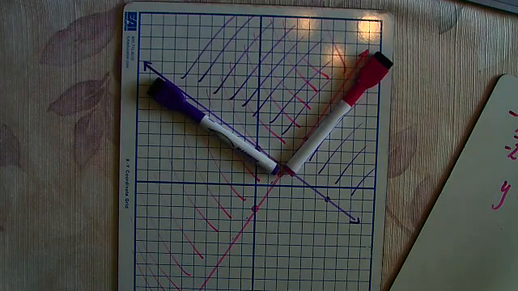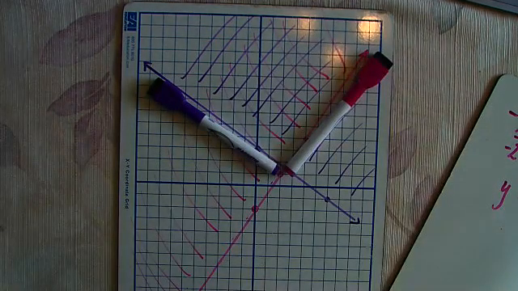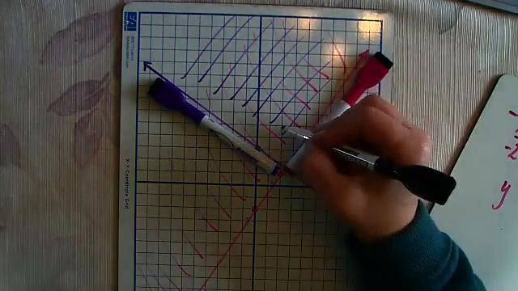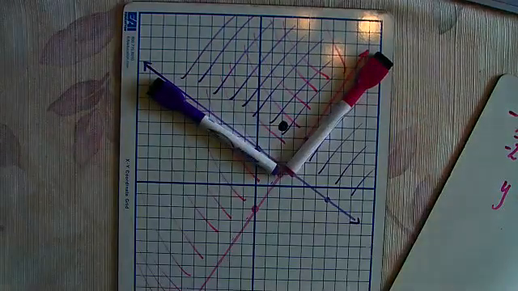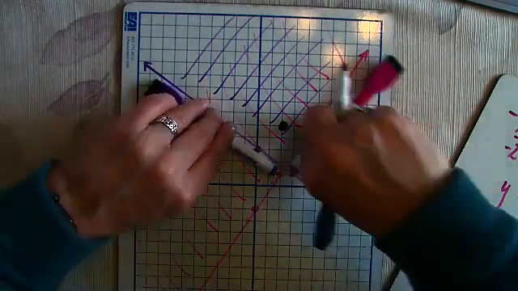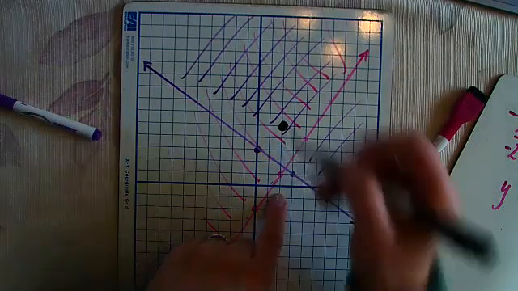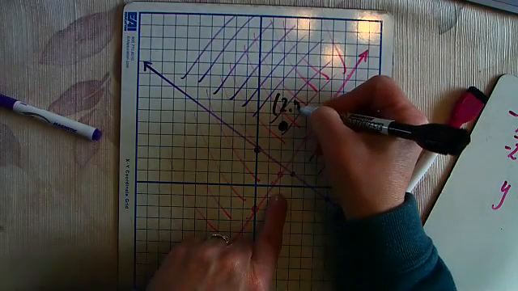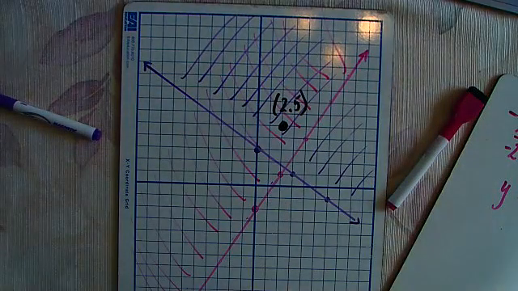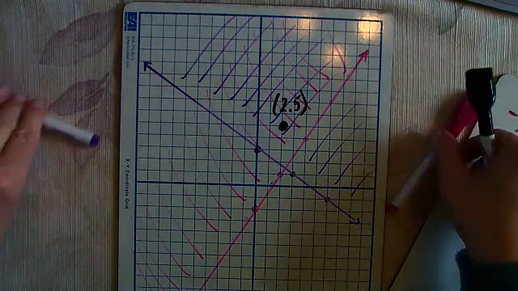And again, sometimes you can check your shading by picking something in that section and then plugging it back into both inequalities to make sure it works. Or if I were to ask you to name a solution, you could choose anything in this section. So for example, maybe I picked this point right here. Okay, this would be a solution. The ordered pair is 2, 1, 2, 3, 4, 5. So 2 comma 5 would be one example of a solution for this particular system.